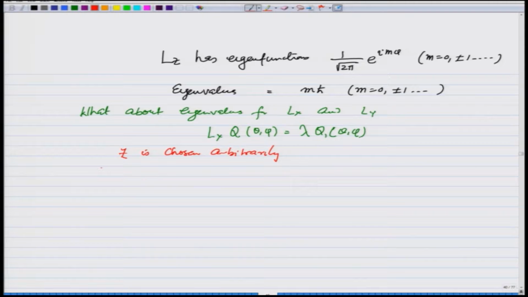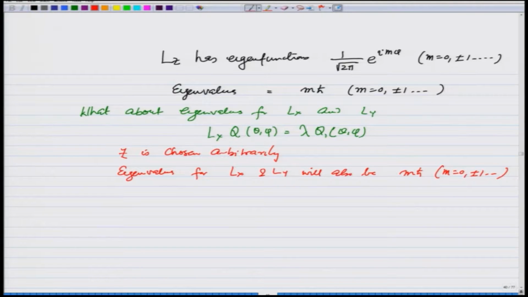So, eigenvalues for Lx and Ly will also be the same, m h cross, m equals 0, plus minus 1, and so on, except that the eigenfunctions would be different because now the operator is different, but the eigenvalues cannot depend on direction. What value Lz takes or a component takes is the same.